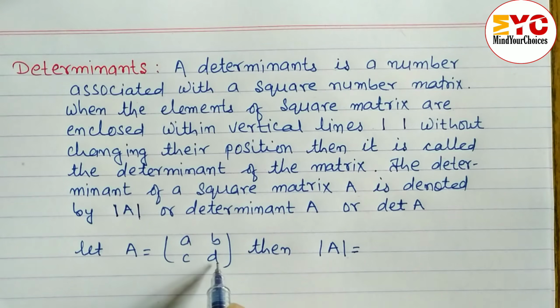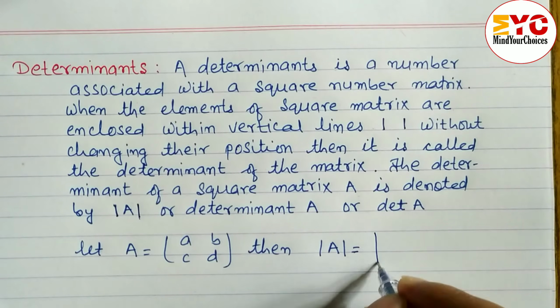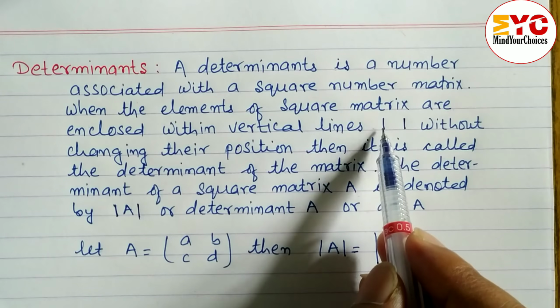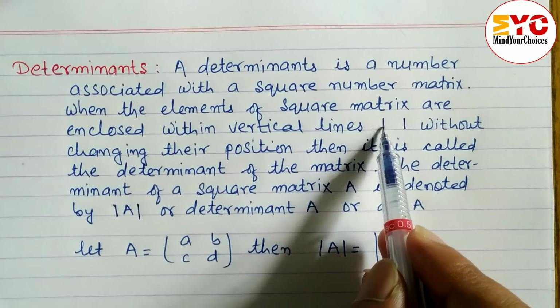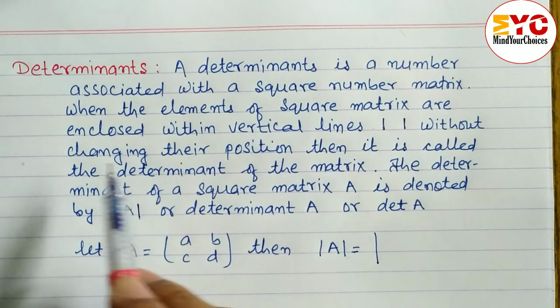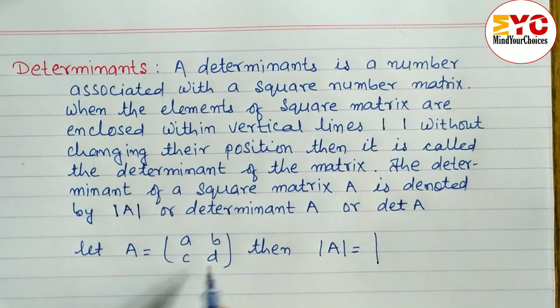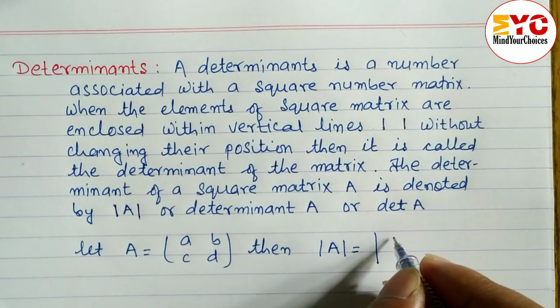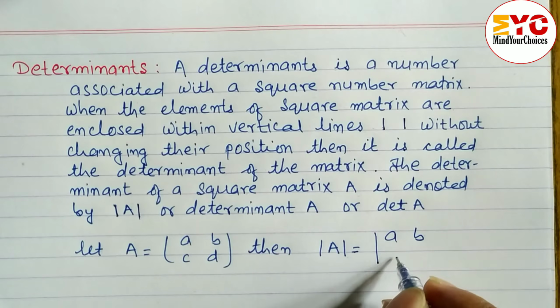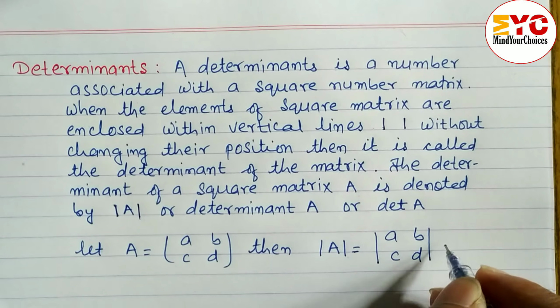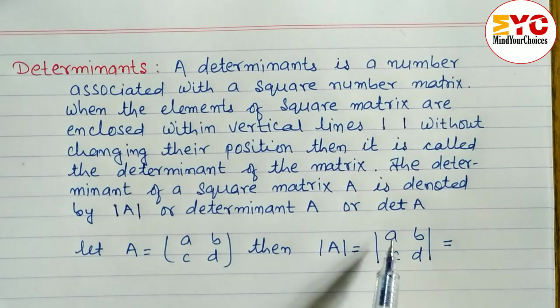If A is equal to [a, b; c, d], then how to find the determinant? Look here. If A is equal to a, b, c, d, then determinant A is what we can write here. We have to write inside two parallel vertical lines without changing their positions. Whatever is written as a, b, c, d, we write the same a, b, c and d. Now how to find the determinant? We have to cross multiply.